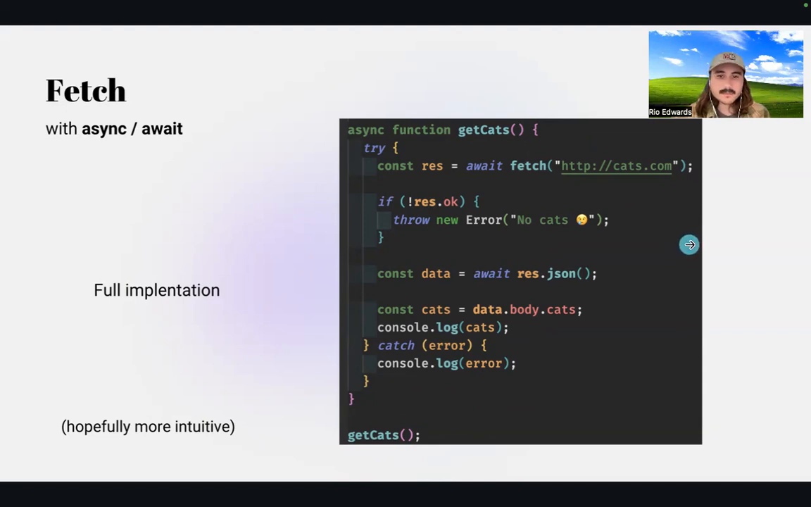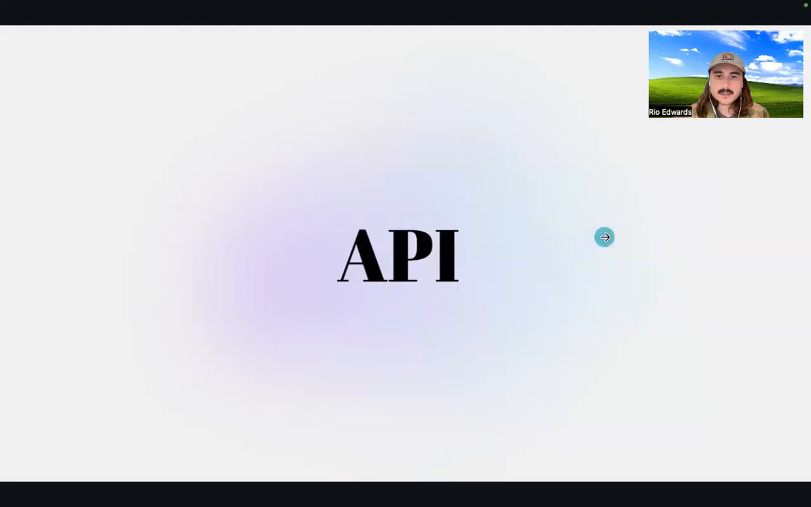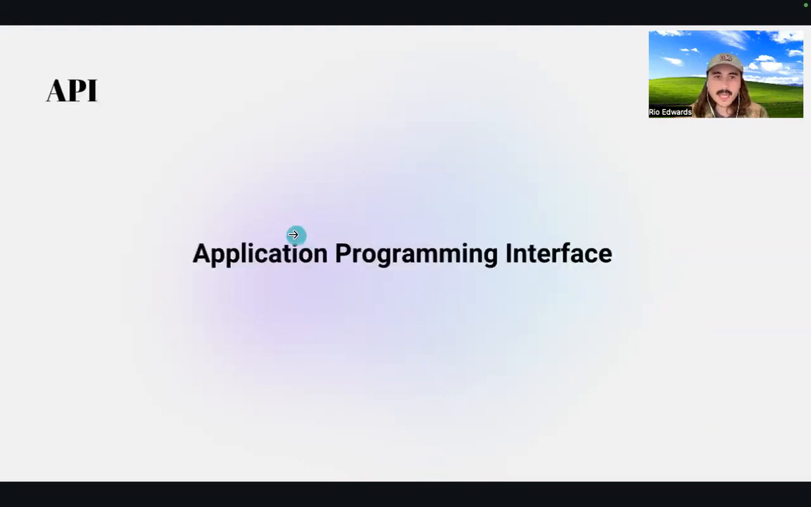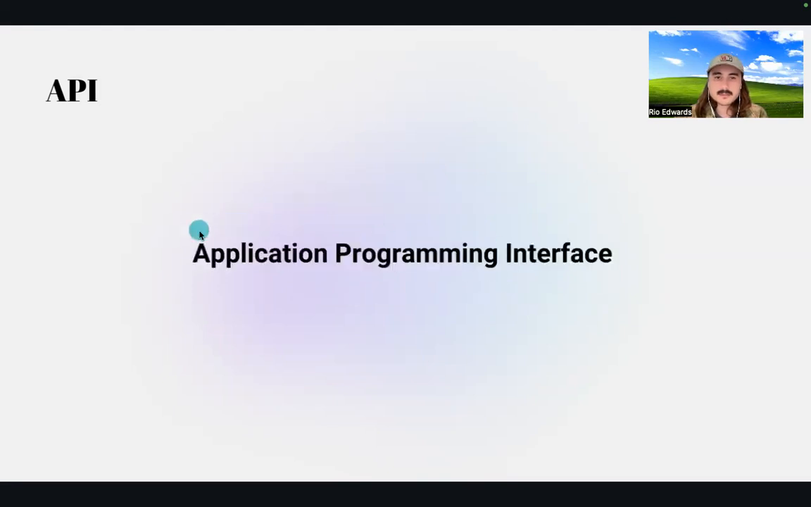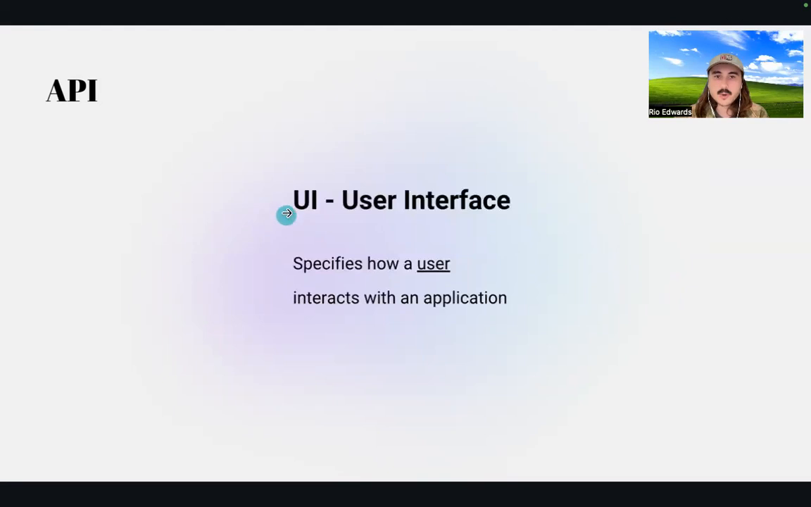Okay. Yeah, let's go on to a high level view of an API. So API, you've seen this word a lot, I'm sure. It stands for Application Programming Interface, which doesn't really give you any idea. Doesn't really describe it at all. It's kind of confusing. So we can compare it to a UI, a user interface.